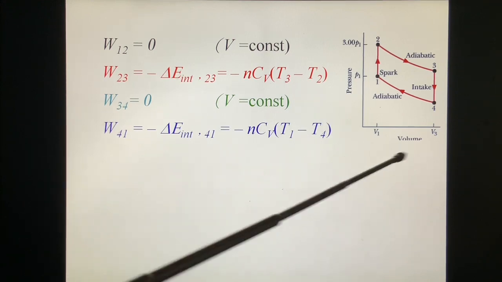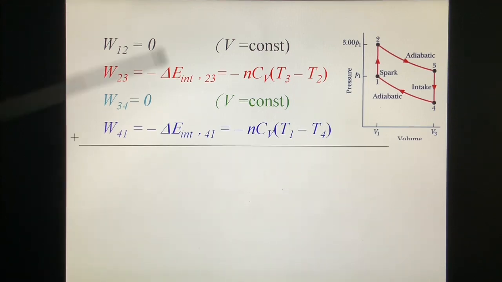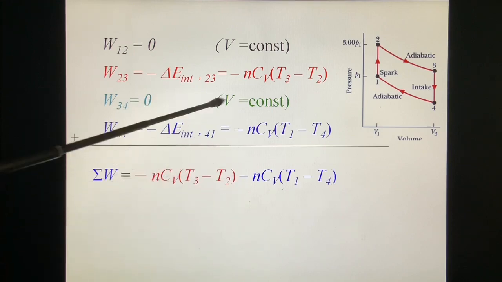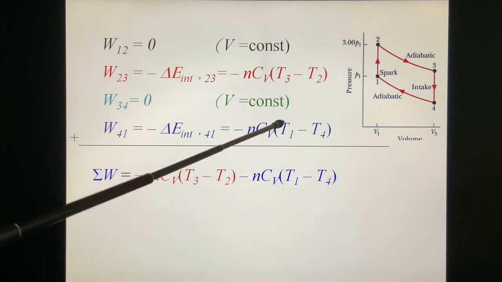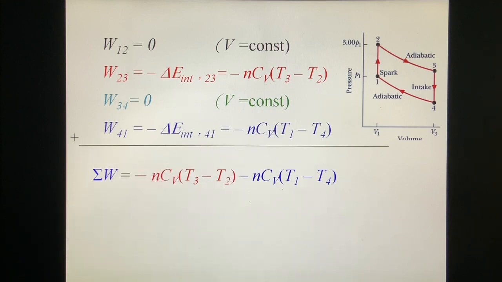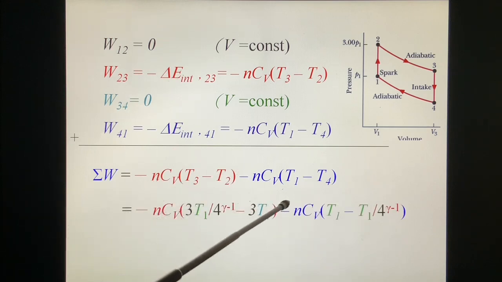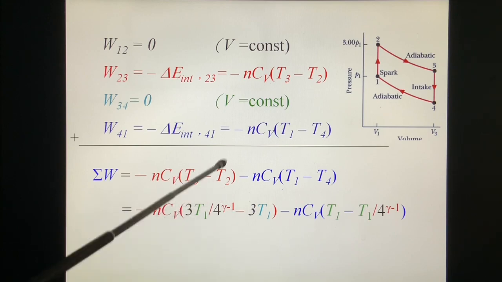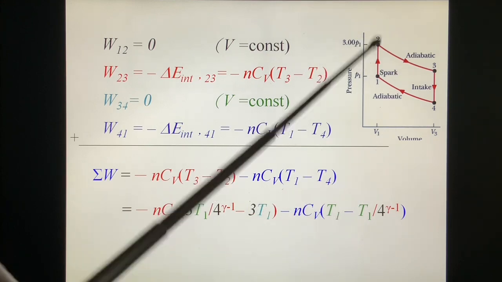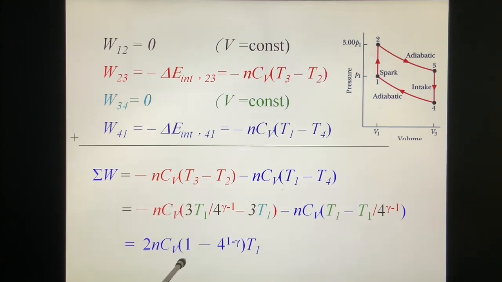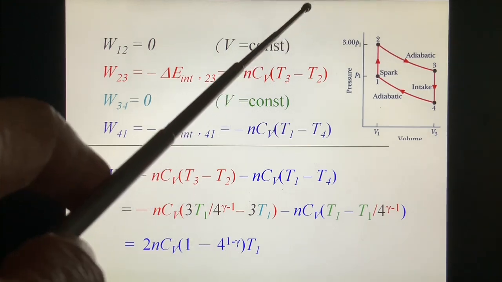And then we put them together. That together is minus n Cv times T3 minus T2, minus n Cv times T1 minus T4. And then this is the answer. T3 is this one, T2 is 3 T1, T1, and T4 is this one. We calculated them before, so we get this answer. And this answer is the one we just used.